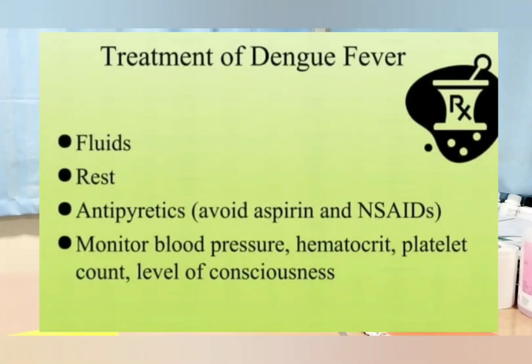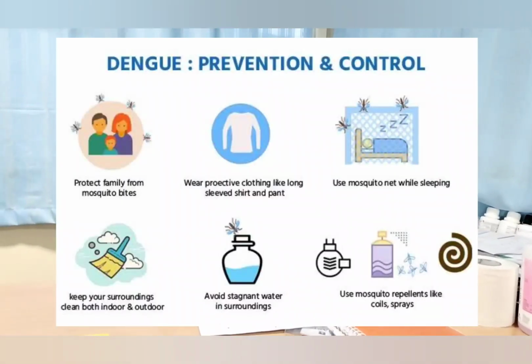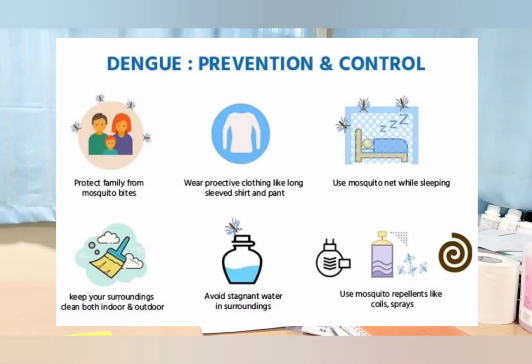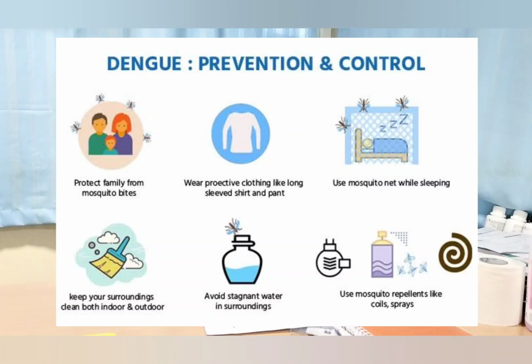For the preventive aspect, we have to make sure that we take proper precautions both indoors and outdoors. Indoors, use mosquito repellents and mosquito nets. The windows and doors should be covered with mosquito nets, and make sure that kids wear long-sleeve clothes and trousers. Coming to the outdoor part, we have to cover all the utensils which are kept outside, because they may be a place for breeding of mosquitoes.